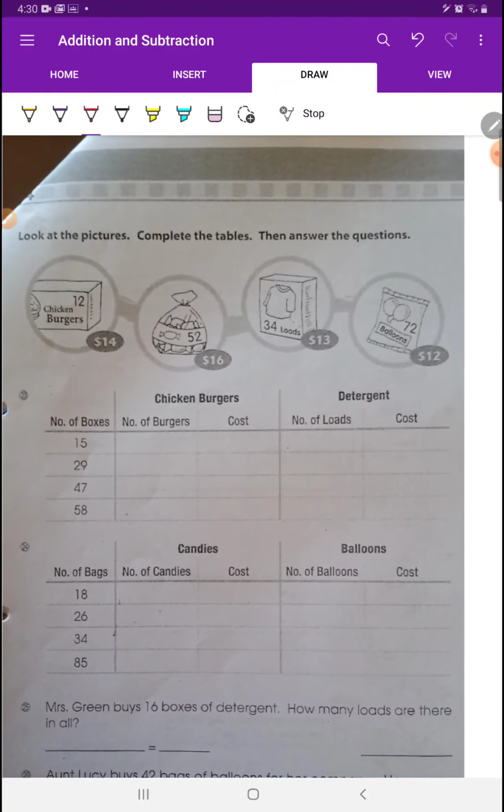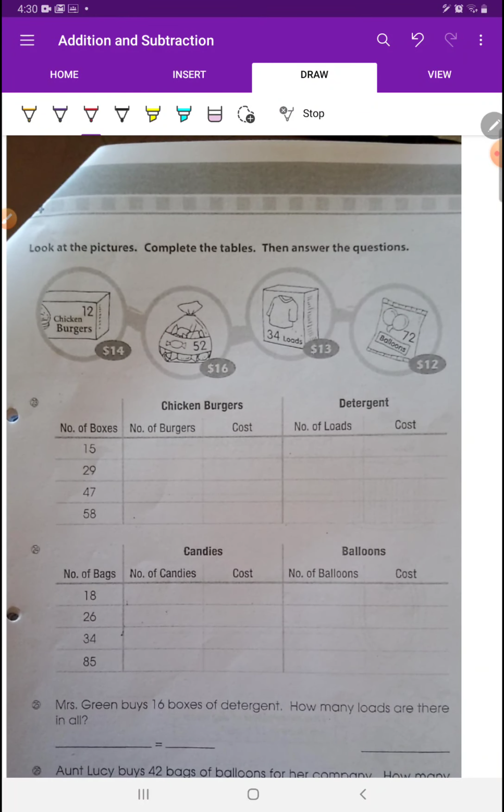All right, grade 5s, just a little bit of help with this worksheet. You have to be really specific about what it's asking for because each of these pictures has two numbers. One number, let me actually do it in different colors. One number is the quantity or number. Like this, number of burgers, number of candies, number of balloons, number of loads. And the other number, which I'll circle in yellow, is the price, the cost. So cost, cost, cost, cost.